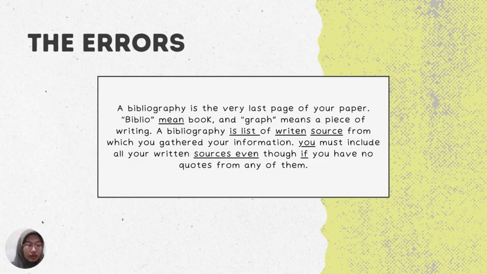Next, we have a text which I already underlined the errors, but I didn't provide any of the corrective feedback. What I've underlined here is mean, which is the error, then list, written, source, sources, and even, if.